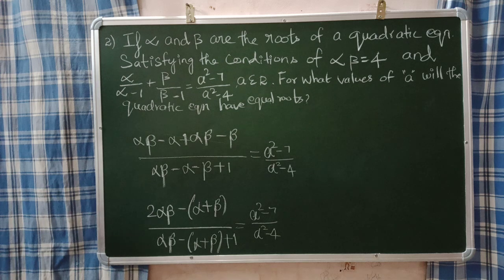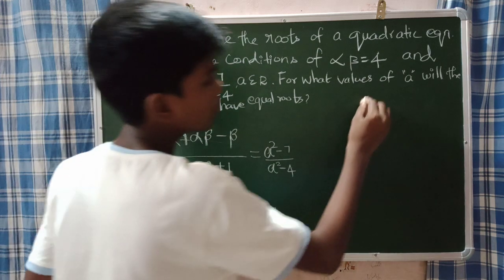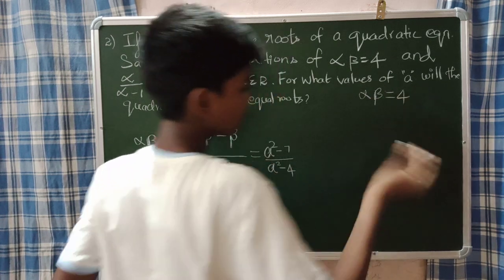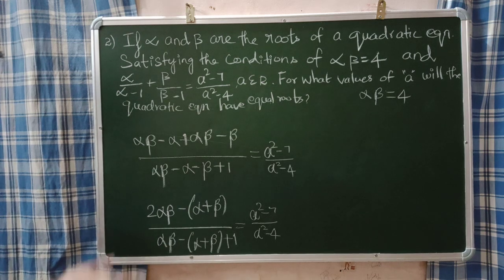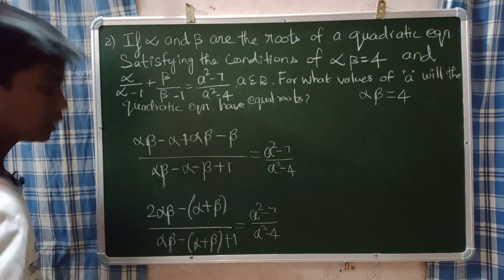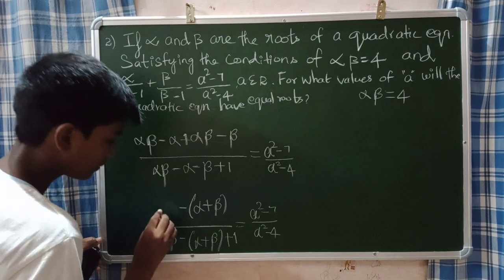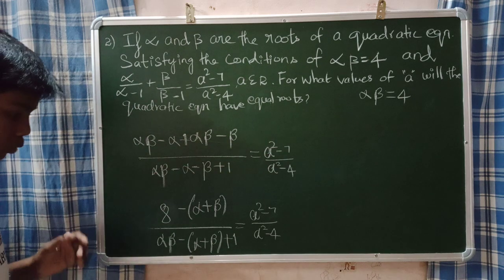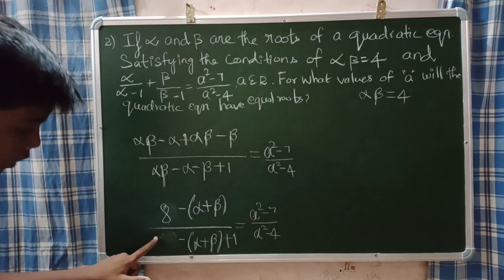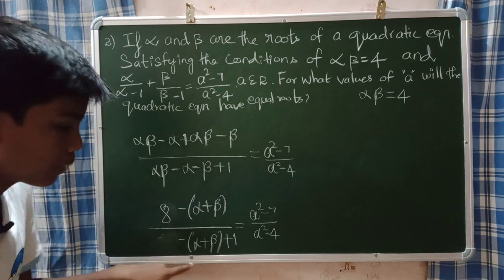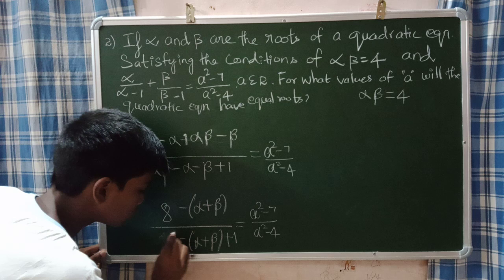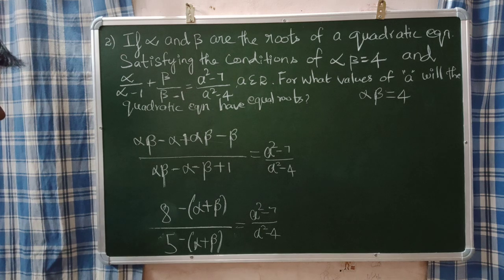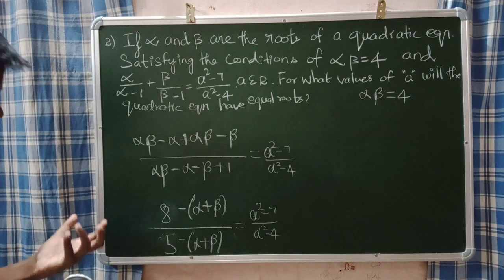Now what I'm going to do is, as per the question, they have given alpha beta is equal to 4. If alpha beta is equal to 4, 2 alpha beta will be what? That will be 8, guys. Then alpha beta, what is alpha beta? That is also 4. So 4 alpha beta will be 4. Here plus 1, so we add 4 plus 1 will be 5. So 5 minus alpha plus beta, then the 1 is gone. Okay, 1 gone. So 5 minus alpha plus beta, and this is what you will get when you simplify this expression.